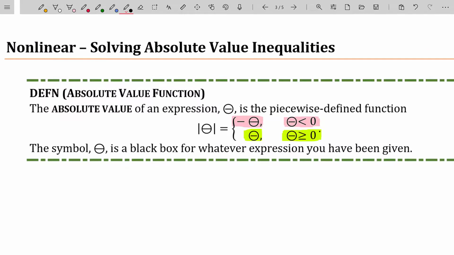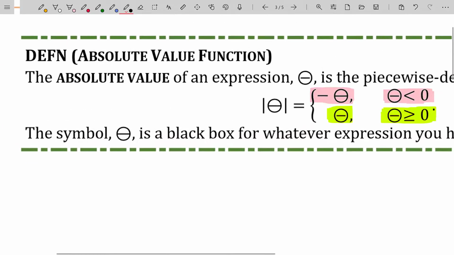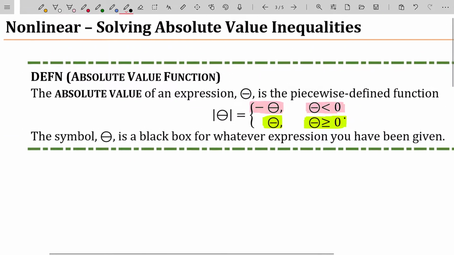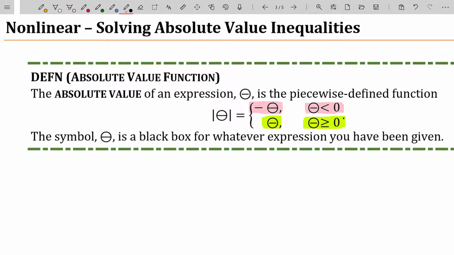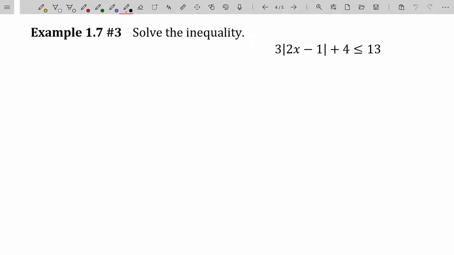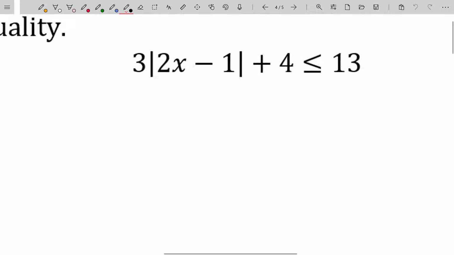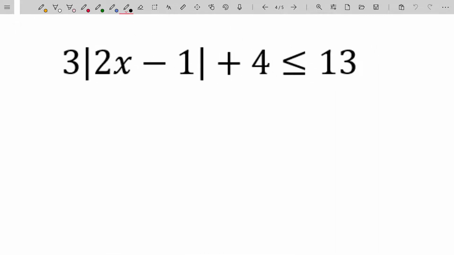By the way, that symbol, circle bar, is just a black box for whatever expression you've been given. So it doesn't have to be a circle with a bar. It could have been x, or it could have been 5x plus 27 or something like that. Once you have that definition in hand, solving an absolute value inequality is actually pretty simple. Take a look at this guy right here. It is an absolute value inequality.